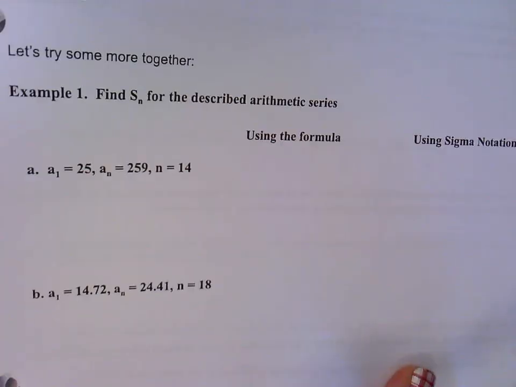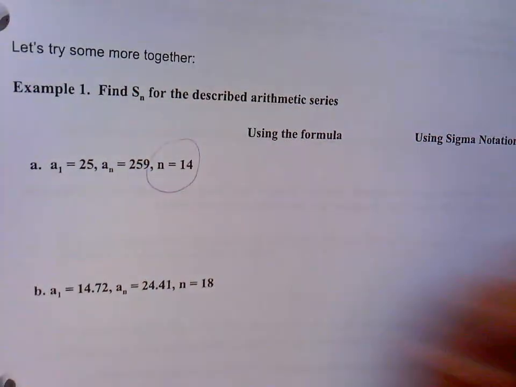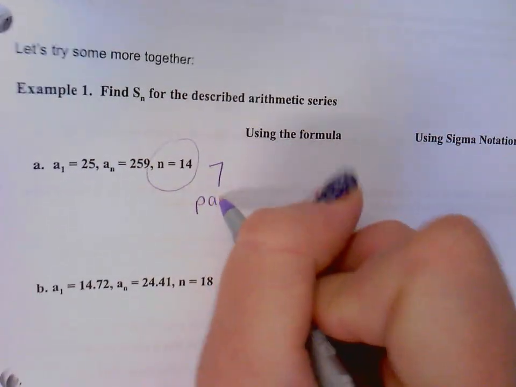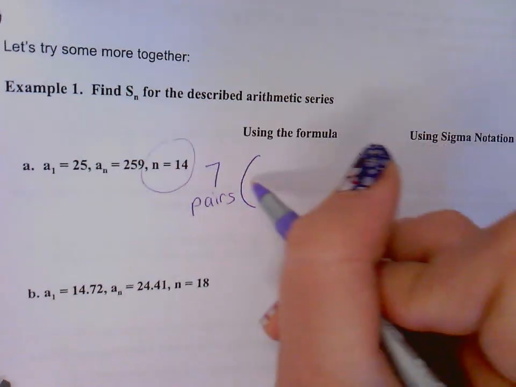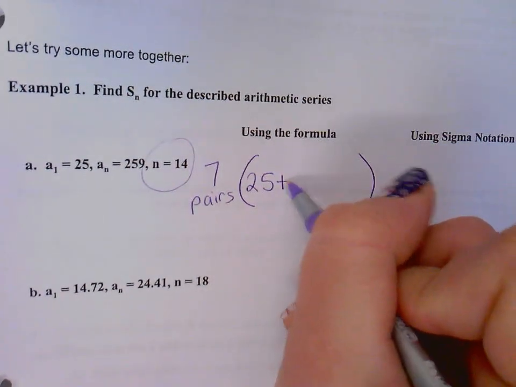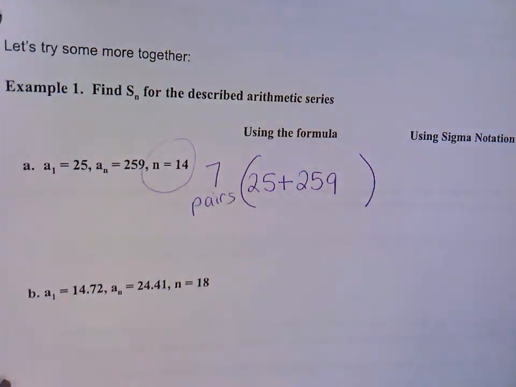So if I have 14 terms, I have 7 pairs times my first term, which is 25, and my last term, which is 259. So we should be able to type that in and get the solution just using the formula. Seven times 25 plus 259.